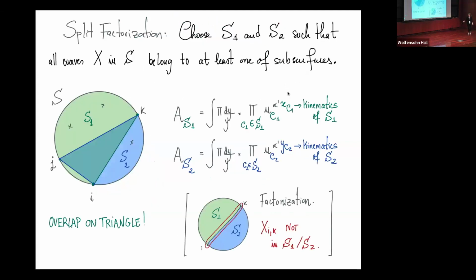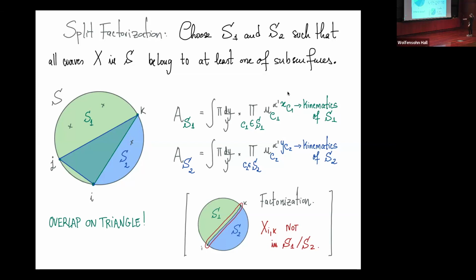And so having this, to get these split factorizations, all that we need to do is consider two subsurfaces of S such that all the curves in big S belong to either S1 or S2. And the minimal way in which you can do this is by picking the two subsurfaces such that they overlap on a triangle, like I have here.